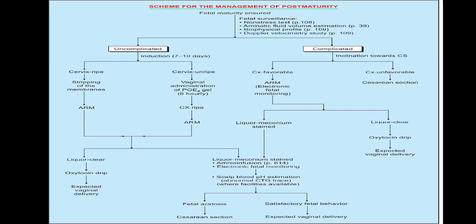However, if post-maturity is complicated, you incline more towards a cesarean section. If the cervix is unfavorable, go for cesarean section. If the cervix is favorable, do artificial rupture of membranes. You take note of the liquor. If it's clear, you do the usual: oxytocin drip and expected vaginal delivery. If the liquor is meconium stained, then you follow the same algorithm we talked about earlier.